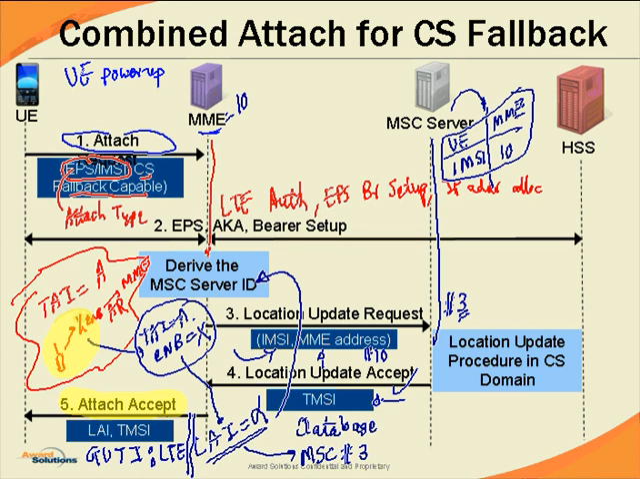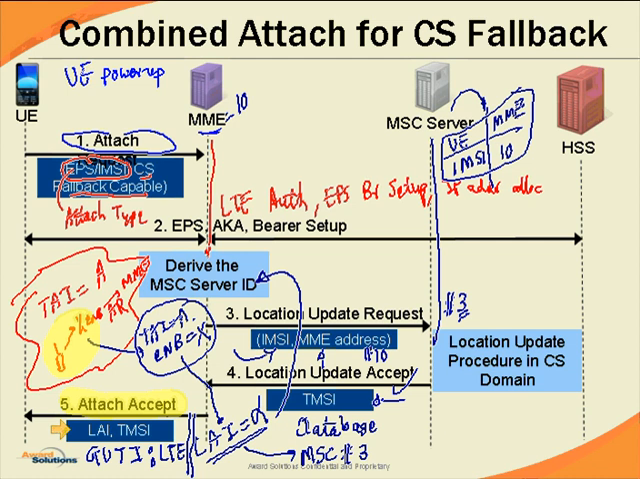Now, in addition to GUTI, if you see TMSI and the location area identity, then the UE knows that MME has already registered me with the legacy CS technology. So if you are a UE and you do not see TMSI, then you know that you are not registered with the legacy technology. Then you cannot use CS fallback. But if you see TMSI, you know you are in good shape. Anytime you want to make a voice call using CS fallback, you are okay. You have a green signal for that.